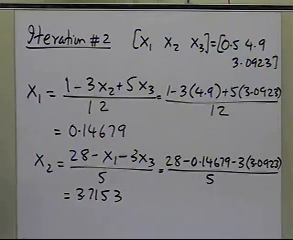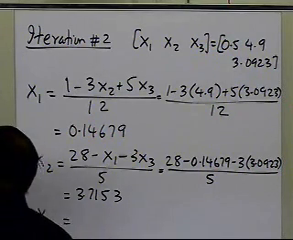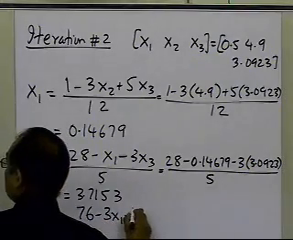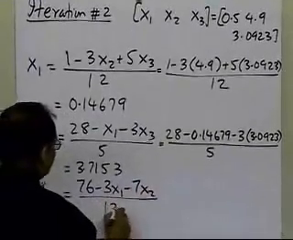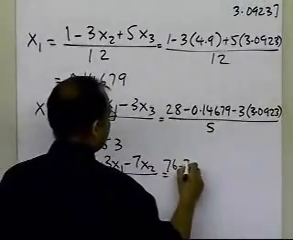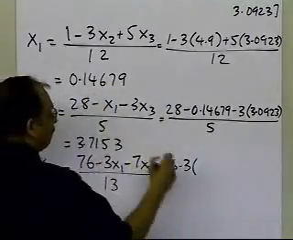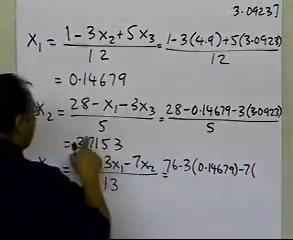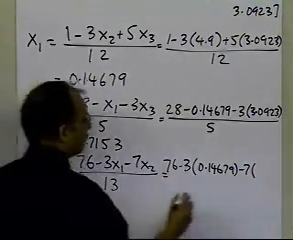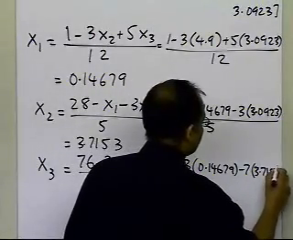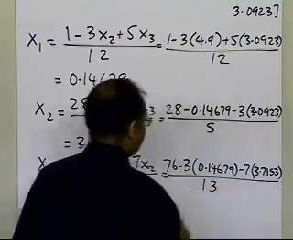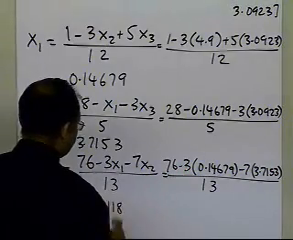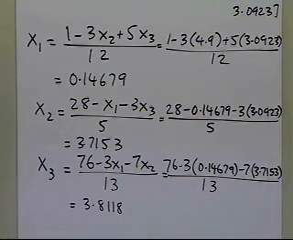We're going to do the same thing for x3. The formula for x3 which we wrote was 76 minus 3x1 minus 7x2 divided by 13. So this becomes 76 minus 3 times x1. So we're going to use the most recent value again here, which is 0.14679. Minus 7 times x2, again we're going to use the most recent value which we obtained, which is 3.7153, divided by 13. And this number here turns out to be equal to 3.8118. So that's what we're getting as the value for x3.